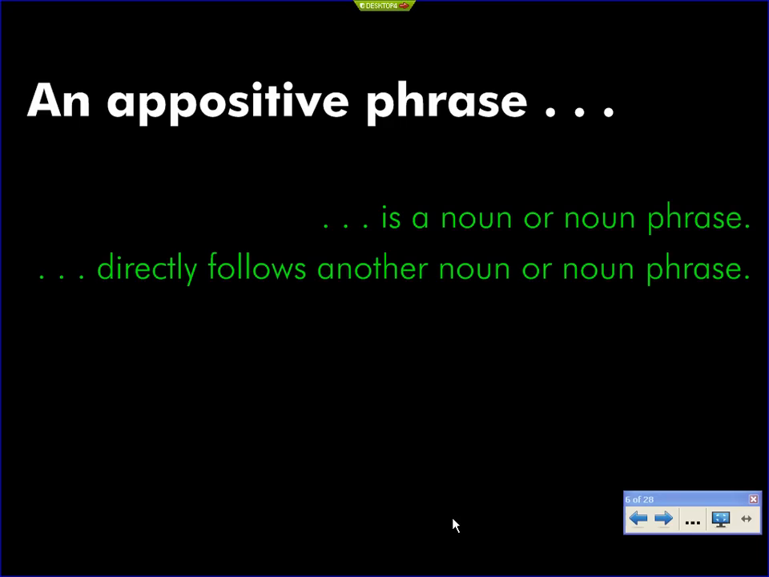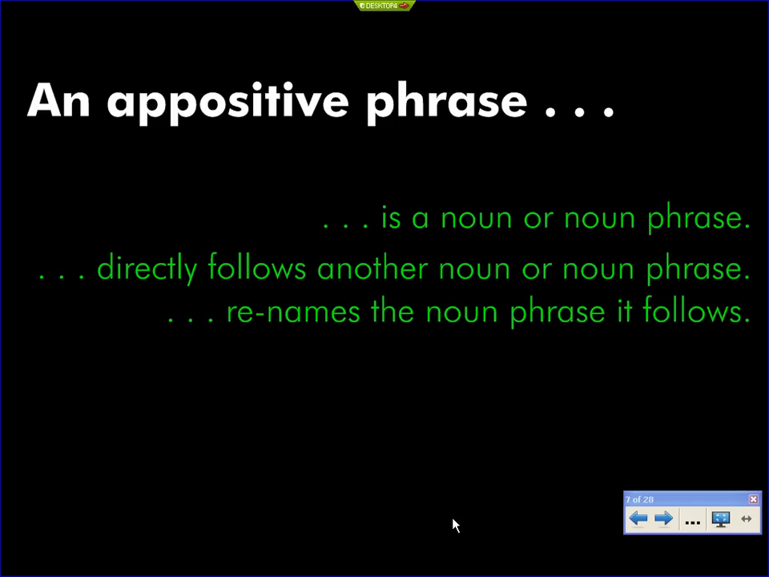It directly follows another noun or noun phrase. So you know something about the syntax. Placed right next to it. It renames, some might say describes, the noun phrase it follows. And in that, it acts a bit like an adjective. Of course, the abstract definition is all well and good, but it works best with examples.